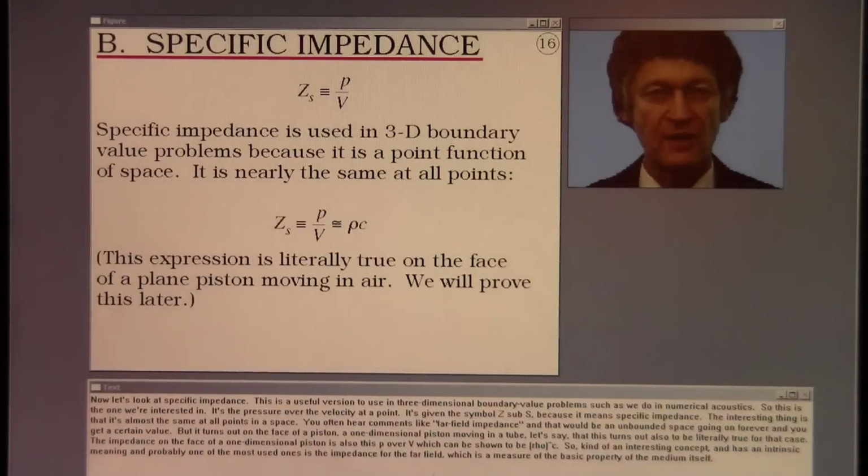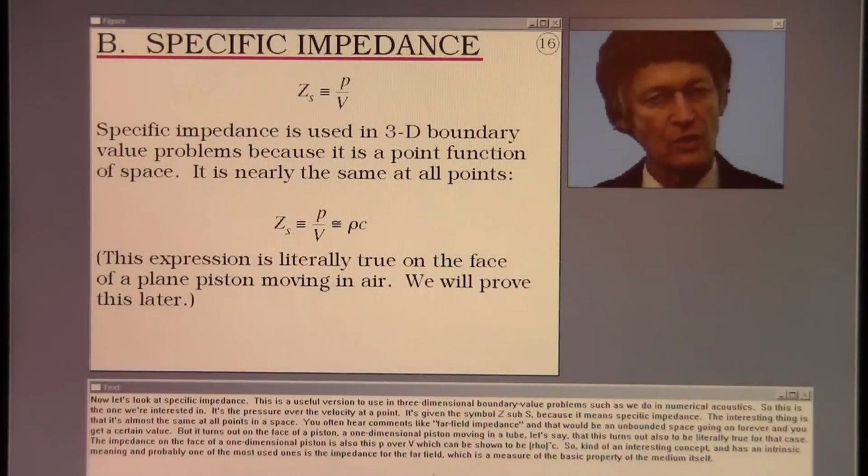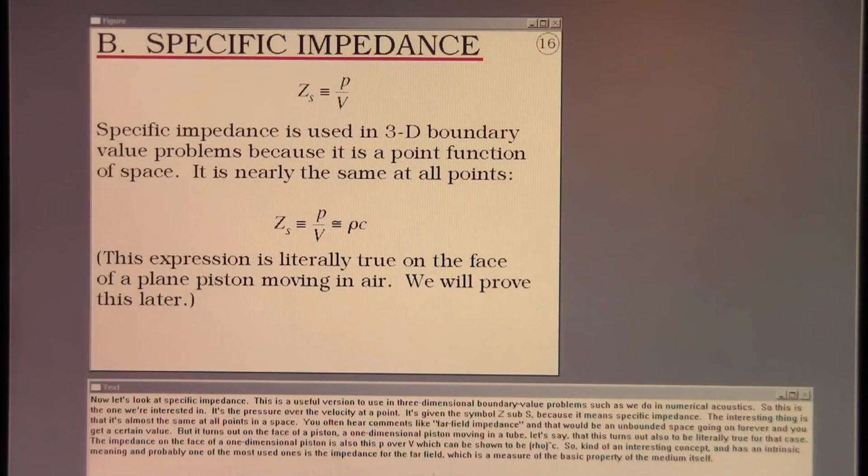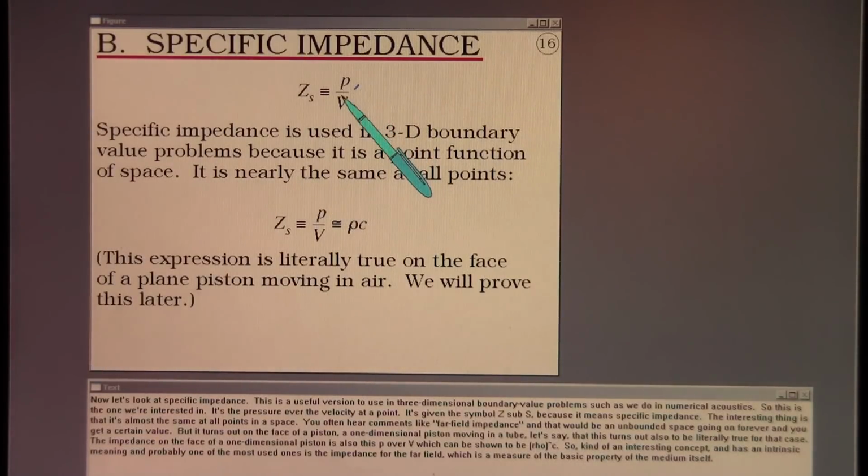Now let's look at specific impedance. This is a useful version to use in three-dimensional boundary value problems, such as we do in numerical acoustics. So this is the one we're interested in. It's the pressure over the velocity at a point. It's given the symbol Z sub S because of being specific impedance. The interesting thing is that it's almost the same at all points in a space.